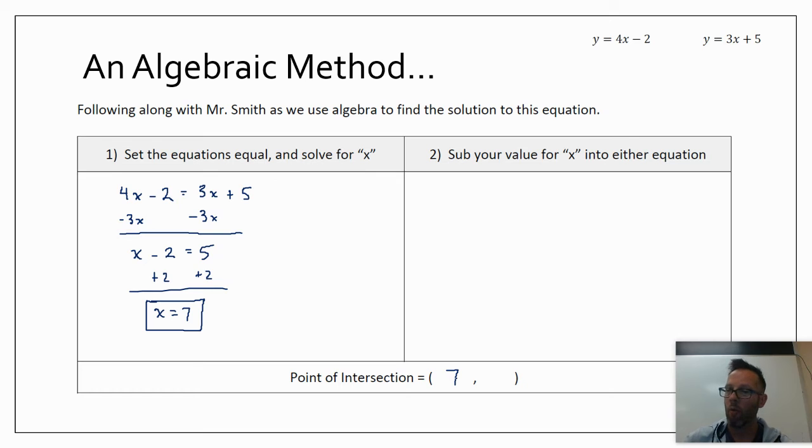So we know that our point of intersection is going to happen when x is equal to 7. Well, what y value does that correspond to? Well, you have two lines that you can use. I'm going to use the first one. So when x is 7, what's the y value for this line? So I'll plug in 7. I get 28, take away 2, get 26.